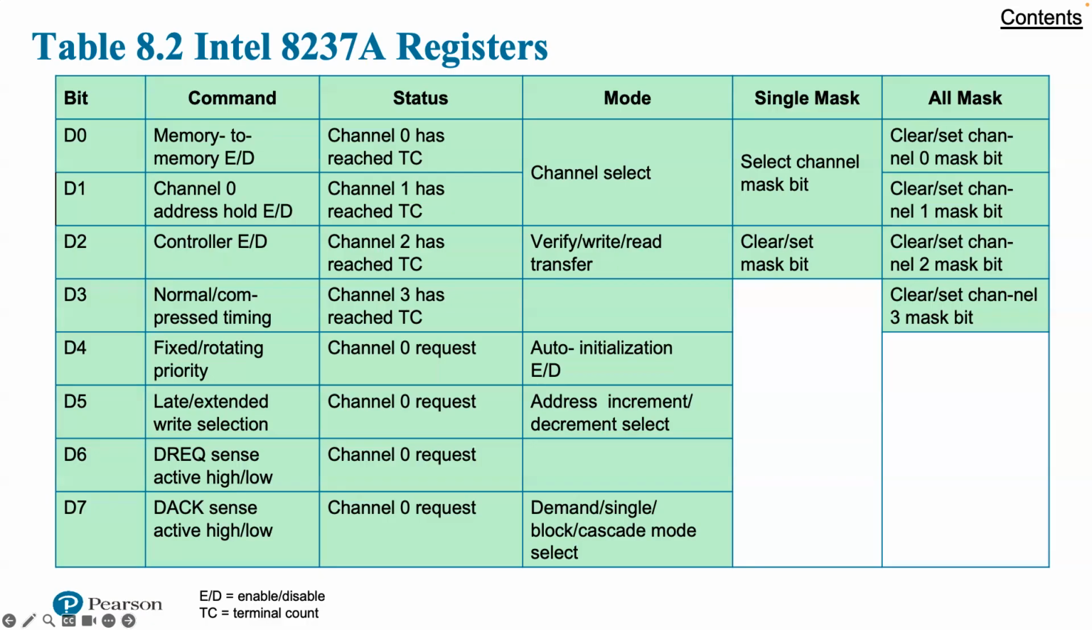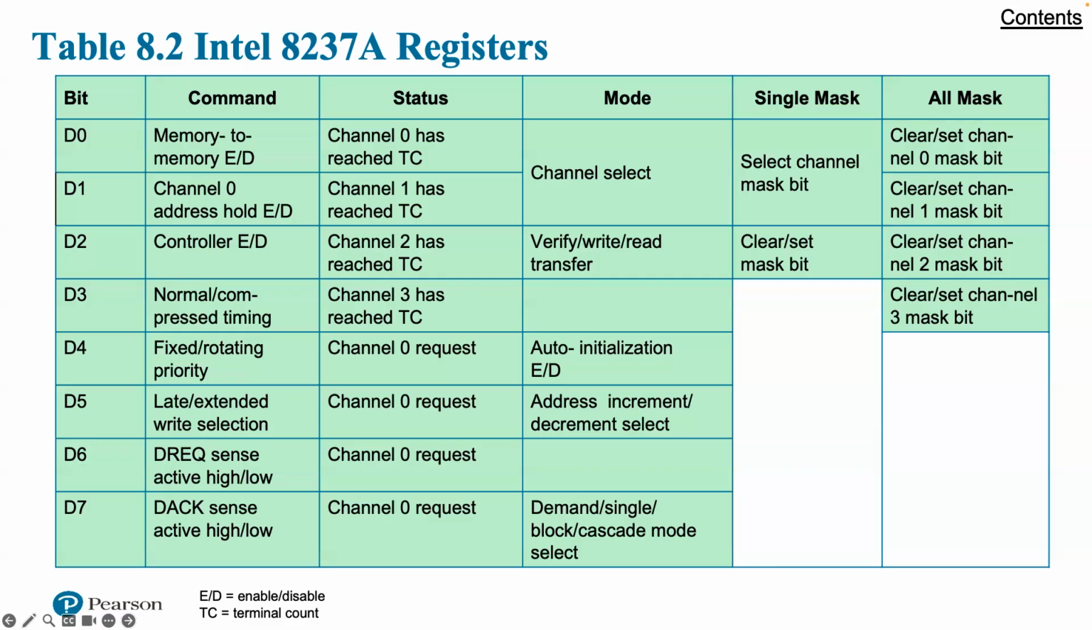Bits D6 and D7 determine the way in which the 8237 is used. In single mode, a single byte of data is transferred. Block and demand mode are used for a block transfer, with the demand mode allowing for premature ending of the transfer. Cascade mode allows multiple 8237s to be cascaded to expand the number of channels to more than 4.